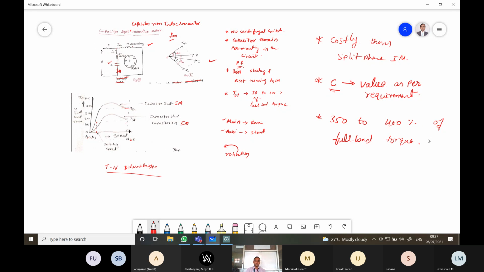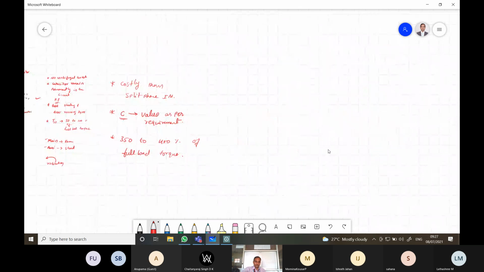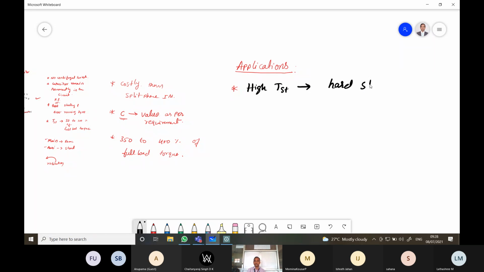Some of the applications of the capacitor start and capacitor run induction motor are important. The list of applications: high starting torque, because of this high starting torque, it is used for hard starting loads. Wherever the initial starting torque required is more, whenever a heavy load is present, they require an initial starting torque. That is called hard starting loads.